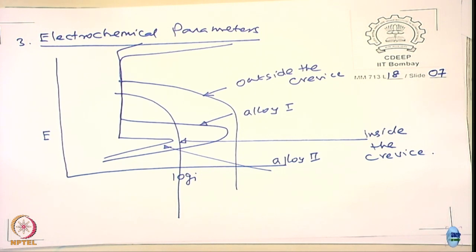Alloy 1 will go to the active region, right? What happened to alloy 2 then? Alloy 2 is still remaining in the passive state, right? So why does it happen? You look at this now. Why does it happen? Well, you know these polarization curves. What are these things?